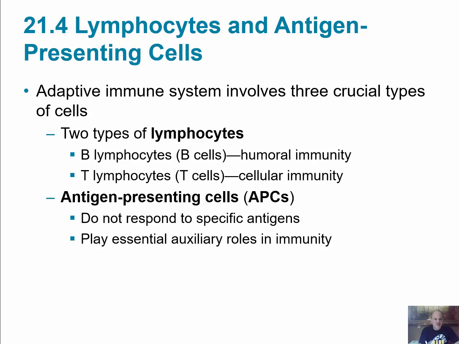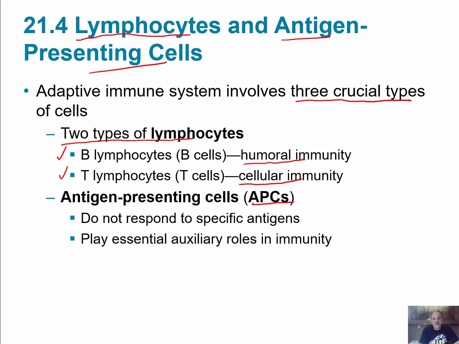So now we're looking at important cells of the adaptive immune system, which include our lymphocytes and antigen presenting cells. There's going to be three types of crucial cells here. Two types are lymphocytes: the B lymphocytes or B cells and the T lymphocytes or T cells. The B lymphocytes are involved in humoral immunity, and the T lymphocytes are involved in cellular immunity. And then we have the antigen presenting cells or APCs.